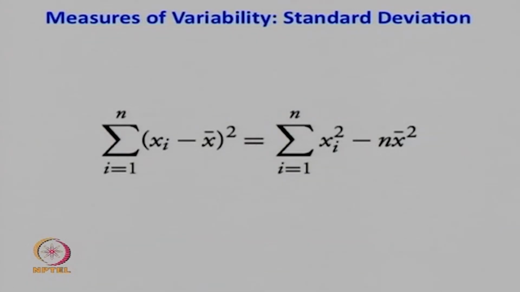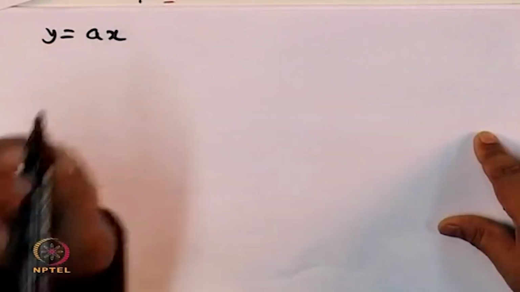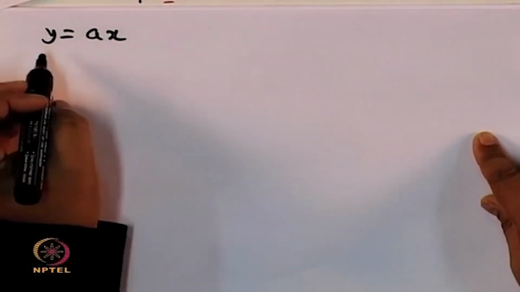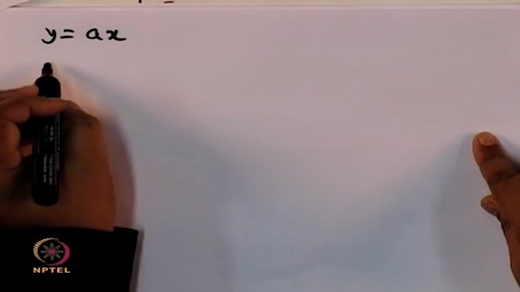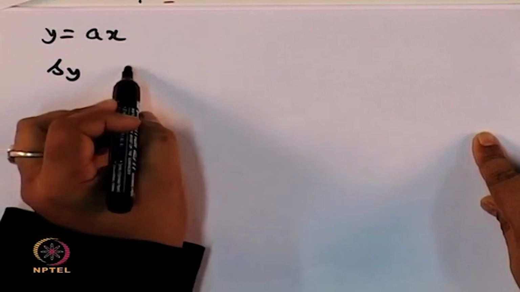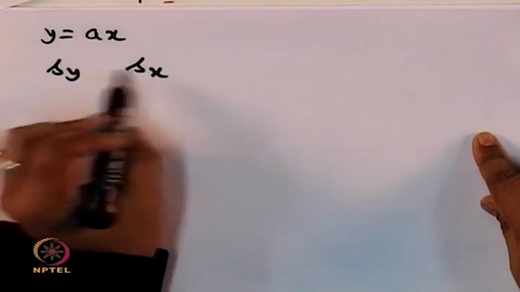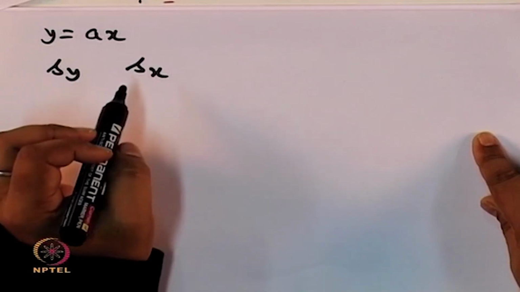Now, let us do some transformations with standard deviation. So, we again come to this particular term where you have three particular cases. y is equal to ax, let us say. If this was my sigma y, sy, the question is how are sy and sx related. What is the relationship between sy and sx?